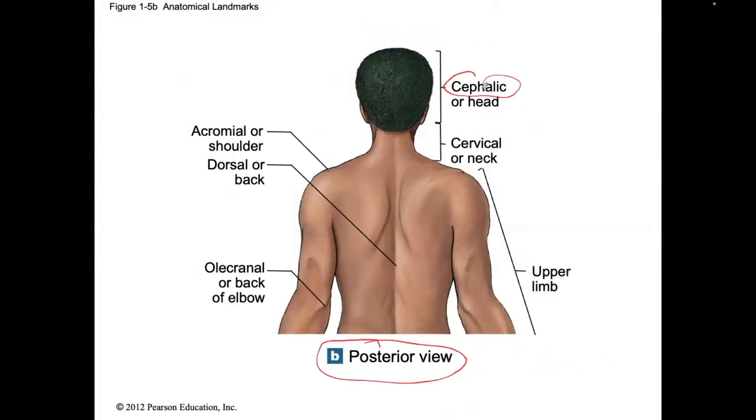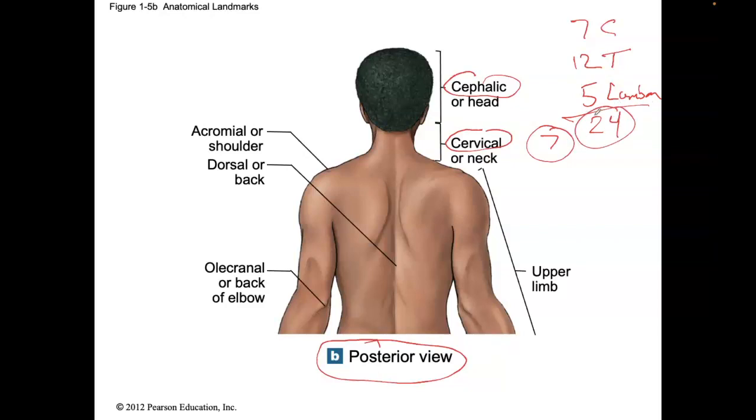The head is cephalic. The neck is cervical. How many cervical vertebrae are there? 7. So you have 7 cervical, 12 thoracic, and then in the lumbar spine, you have 5. So how do you remember how many vertebrae are in different parts of the spine? Well, you eat at 7 a.m., 12 noon, and 5 p.m. You eat at 7, 12, and 5. Cervical, thoracic, lumbar. 7 cervical, 12 thoracic, 5 lumbar. Altogether, you have 24 movable vertebrae.